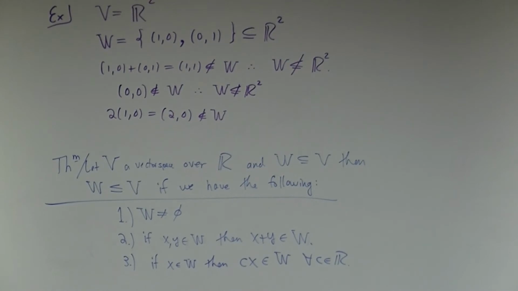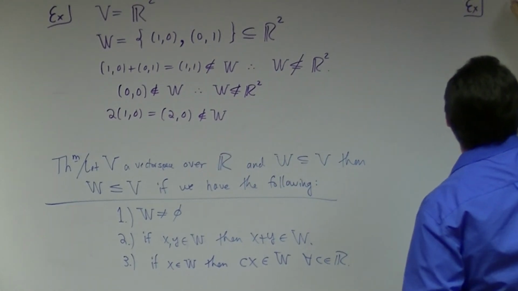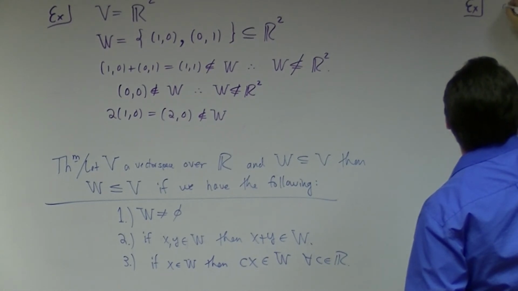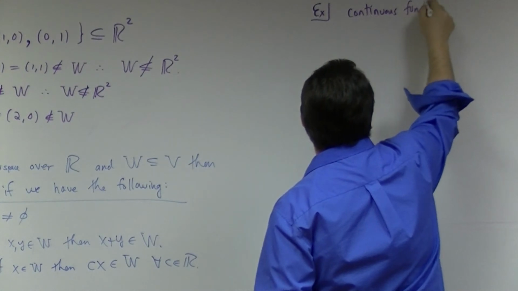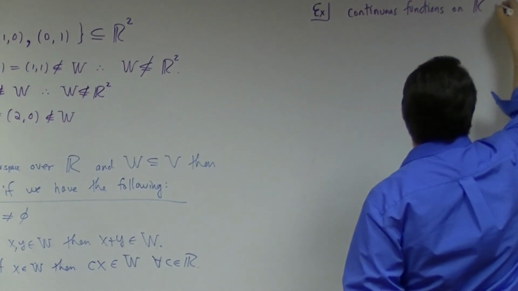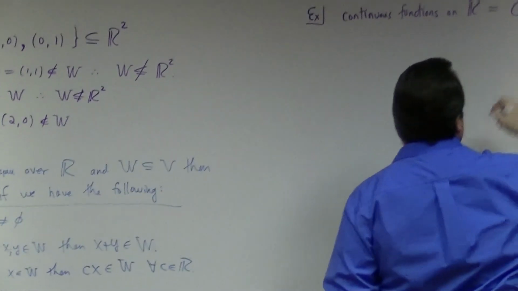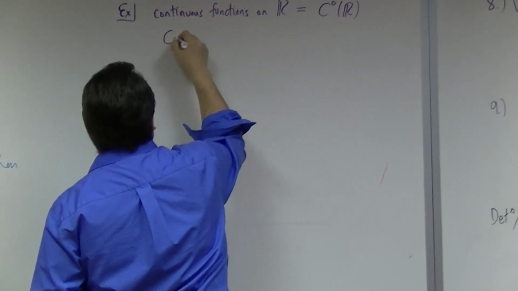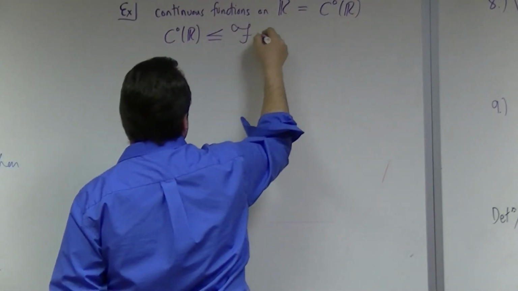Let me show you an example. Let's take continuous functions on the reals. Usually we call those C0 of R. I would argue that C0 of R is a subspace of the function space on R.